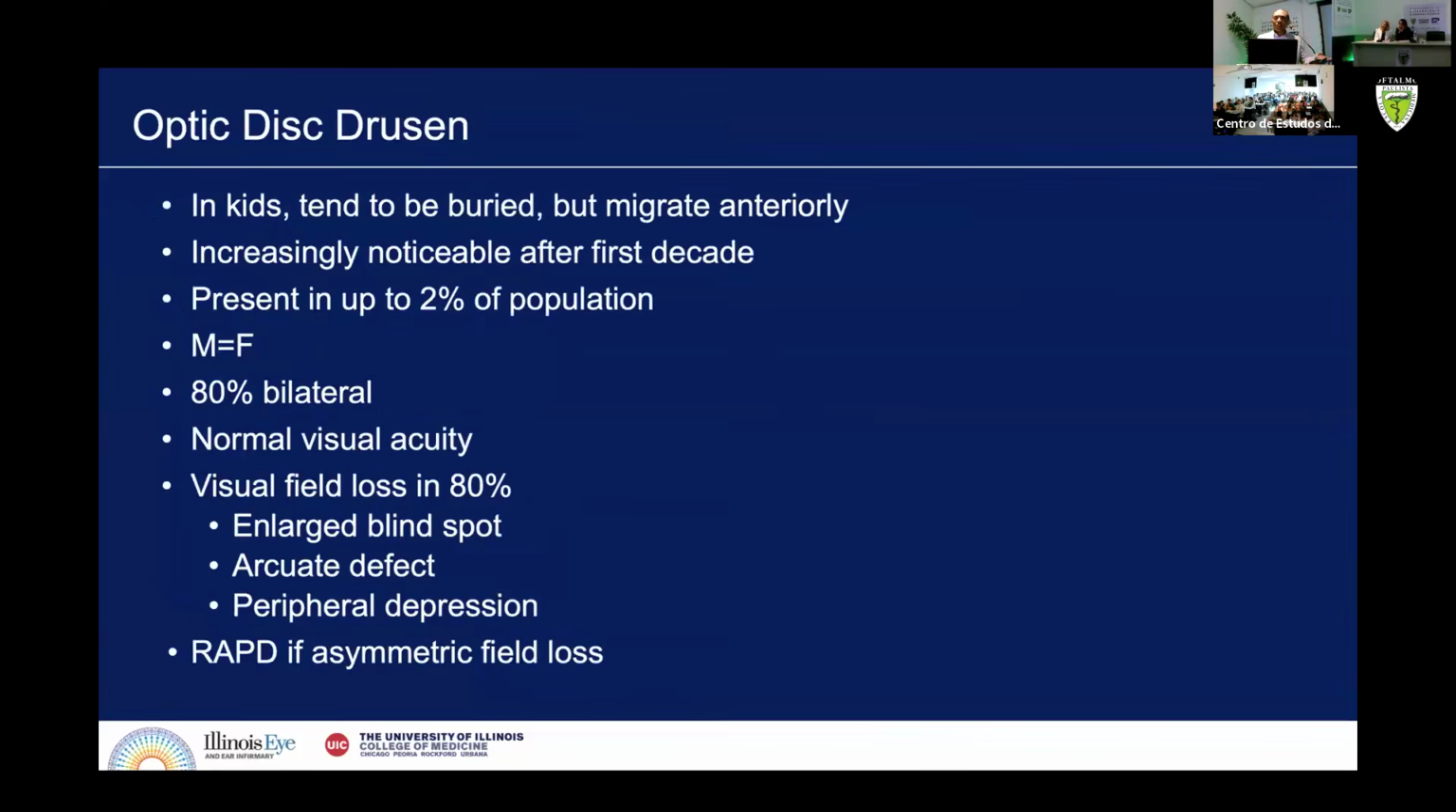In kids, they tend to be buried and they move forward as they get older. So if this is a child who's had many eye exams, this may look like an acquired nerve anomaly, but really that's because drusen migrate as we get older.